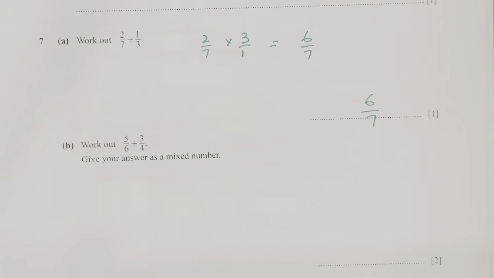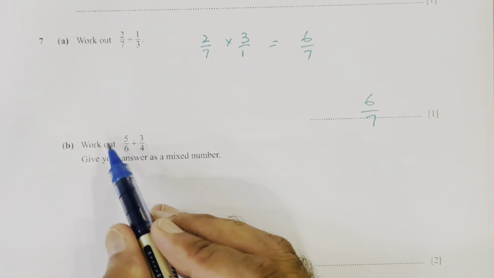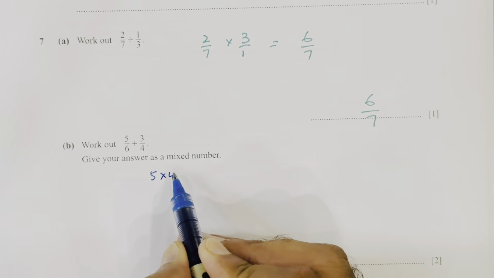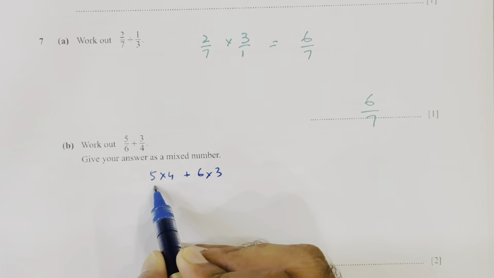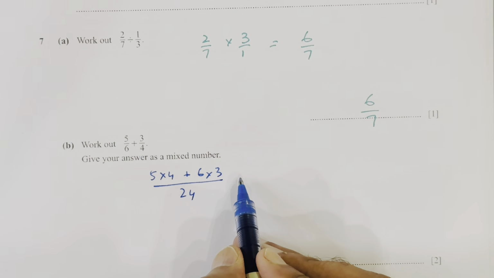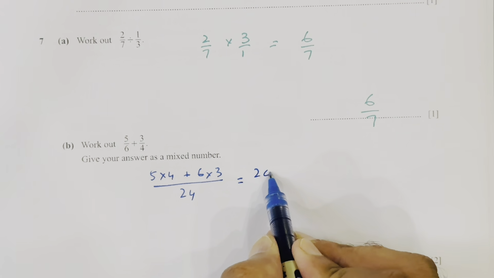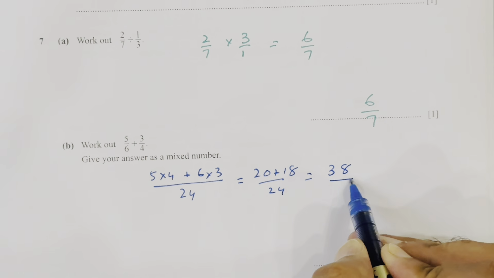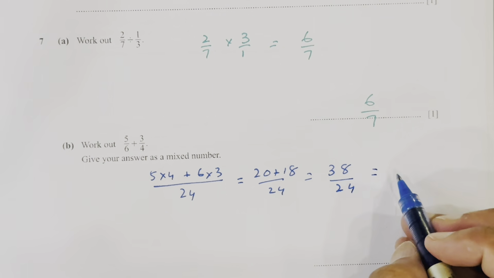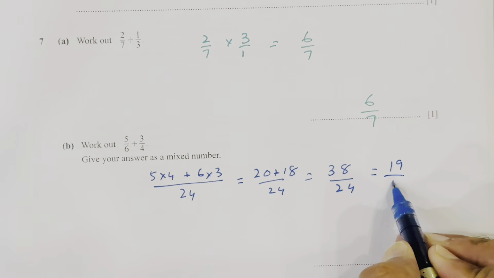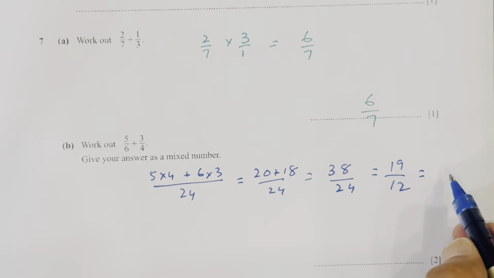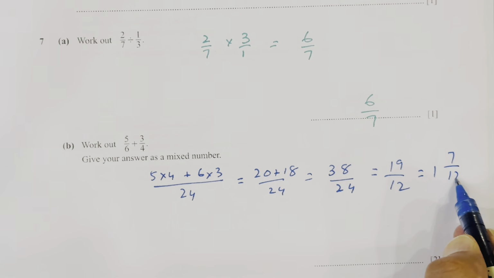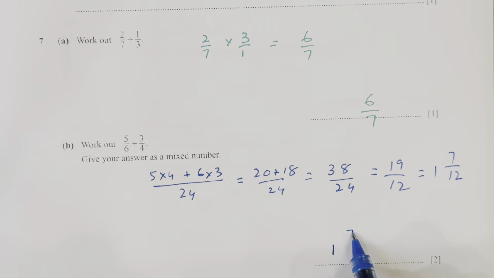Next part is work out 5 by 4 plus 6 by 3. We're going to multiply 5 into 4, and we're going to multiply 6 into 3, and 6 4s are 24. So we're going to add them up. 20 plus 18 divided by 24, it would be 38 over 24. We're going to solve it, 19 by 12, but we need to provide our answer as a mixed fraction. That would be 1 whole 7 by 12. So 1 whole 7 by 12 would be our final answer for this question number 7, part B.